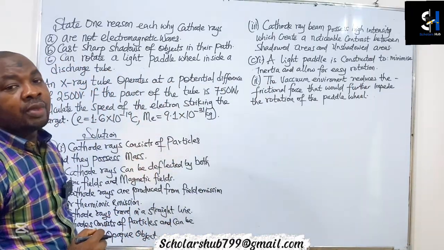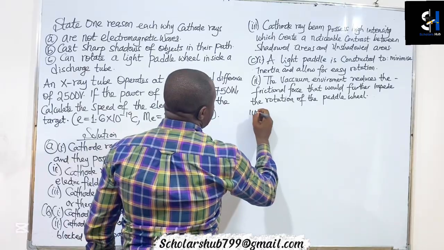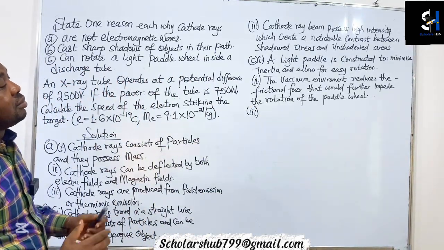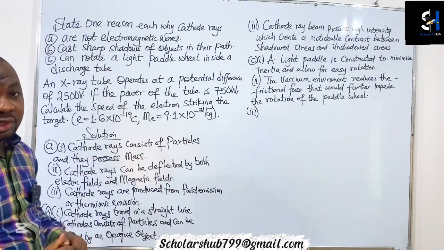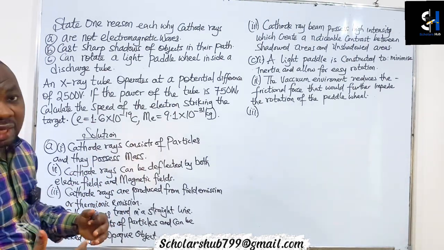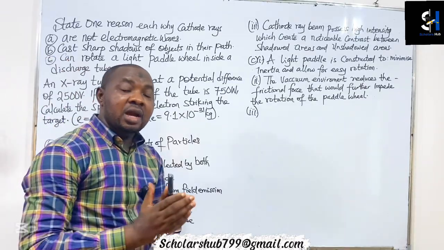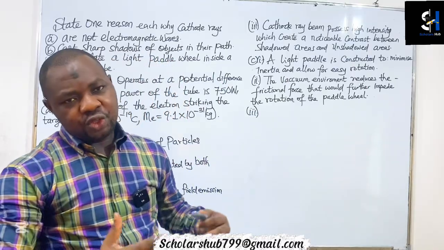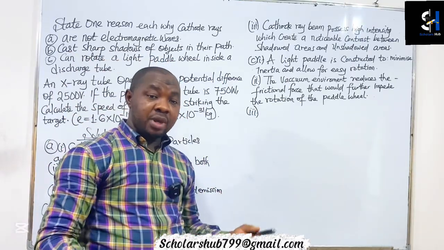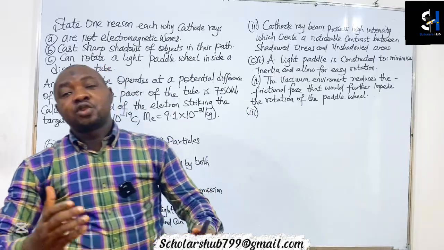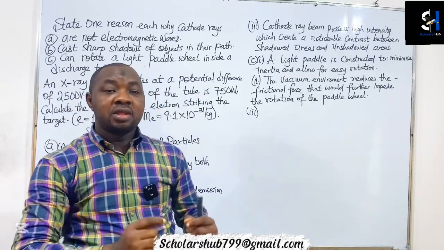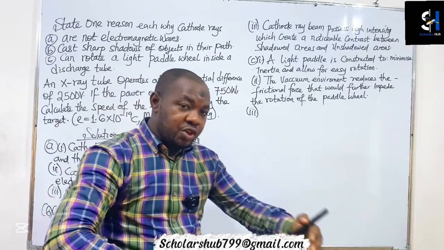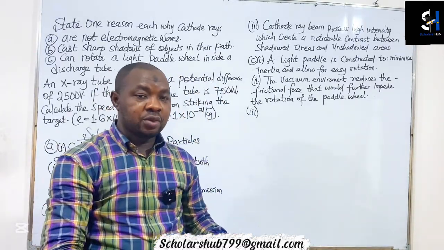Nice. Let's take one more reason. Another reason why cathode rays can rotate a light paddle wheel is because cathode rays consist of a stream of fast moving electrons which possess mass and momentum. So when cathode rays strike a light paddle wheel, their momentum will be transferred to the paddle wheel.